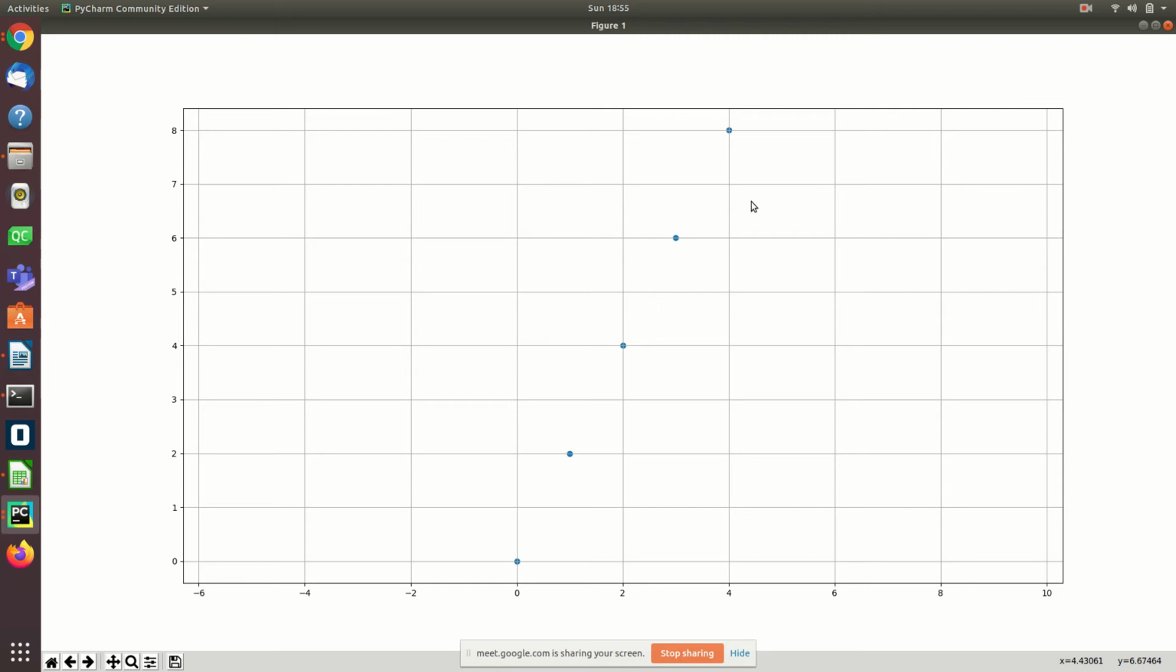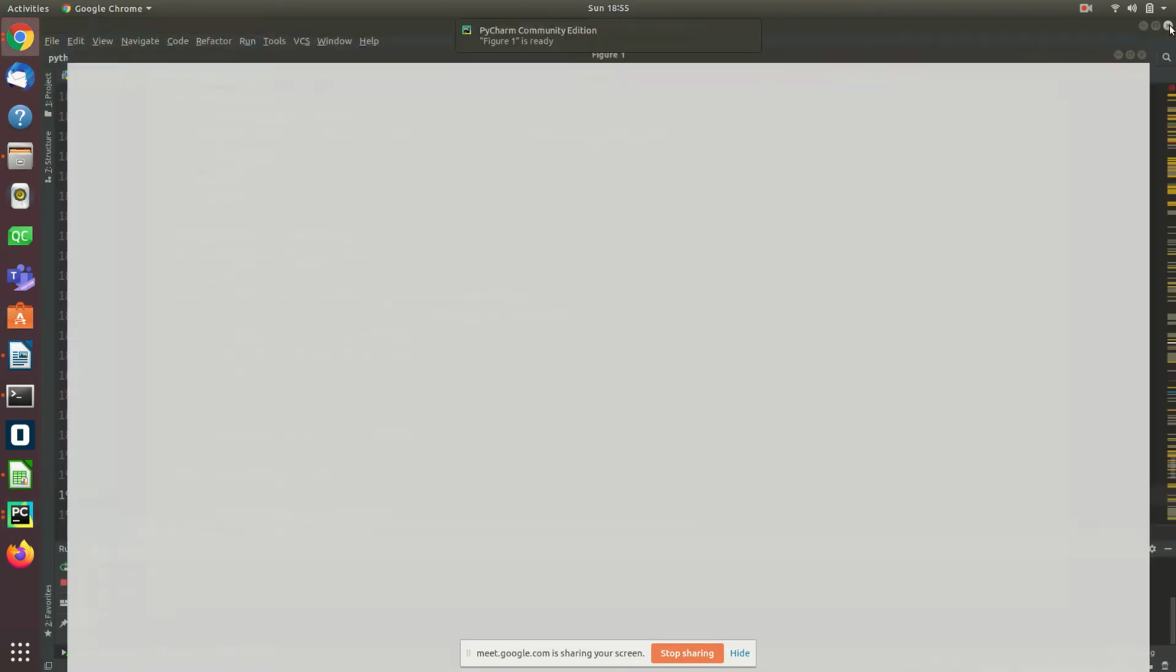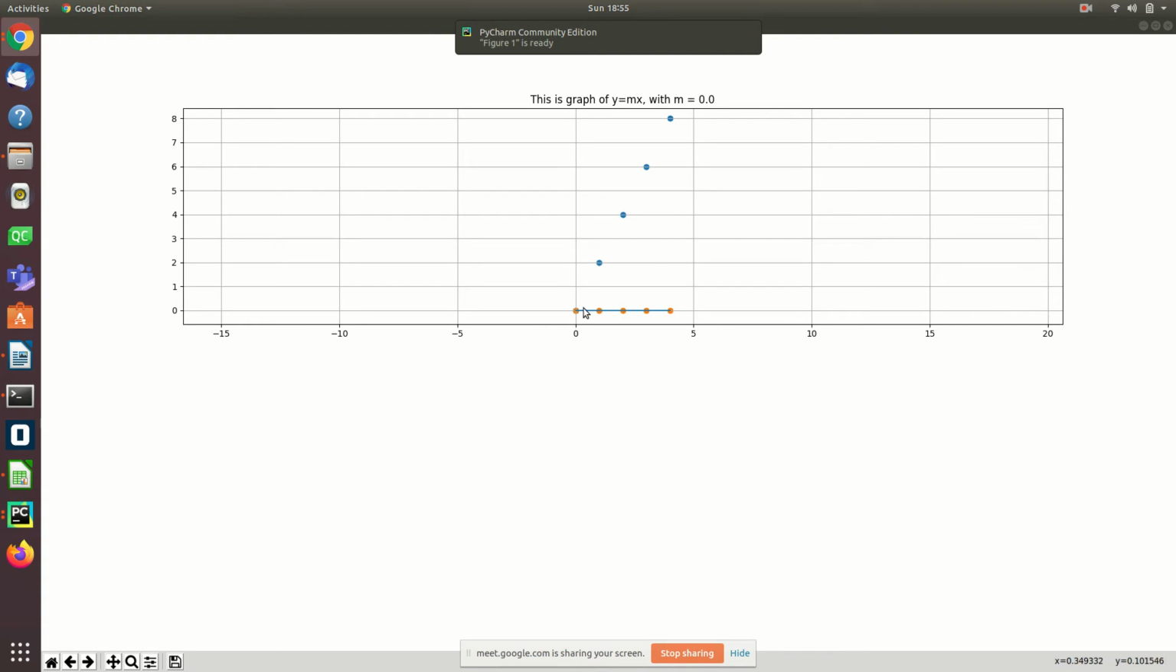Just like when you started your studies, you started from 0, right? So I start with 0. When I consider m as 0, 0 into 1 is 0, 0 into 2, 0 into 3, 0 into 4. Do you agree? Because I am making y is equal to mx. These are my real points. This is my assumed point. Any doubts in this as of now?